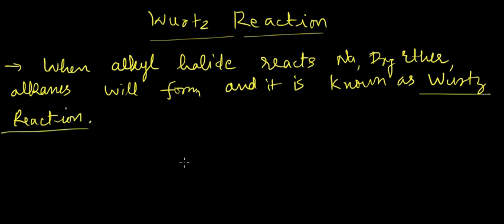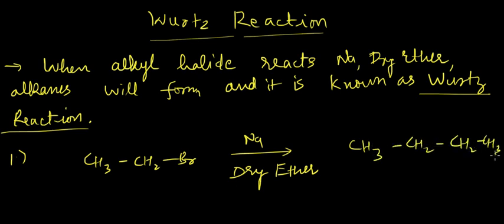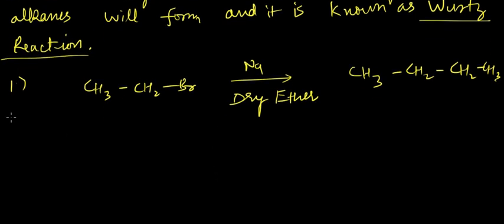Okay, so let us understand it by taking an example. So this is an alkyl halide, and in the presence of sodium in dry ether, it will combine to form this alkane. Okay, and what is the mechanism going on behind the scenes? So let us write the mechanism.